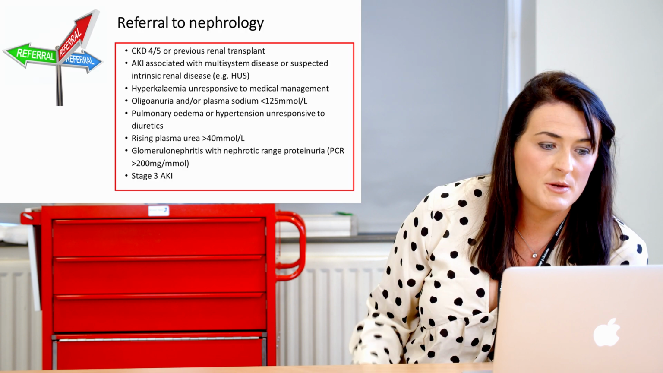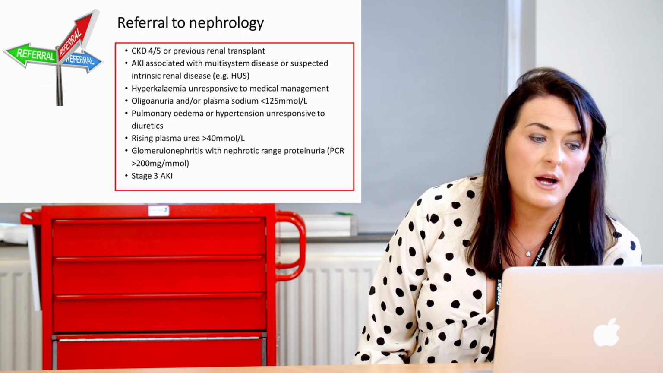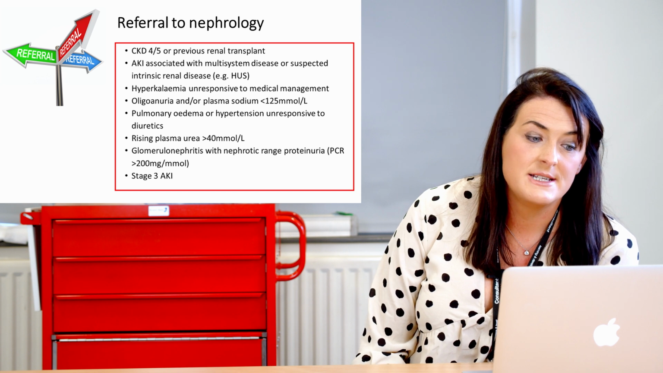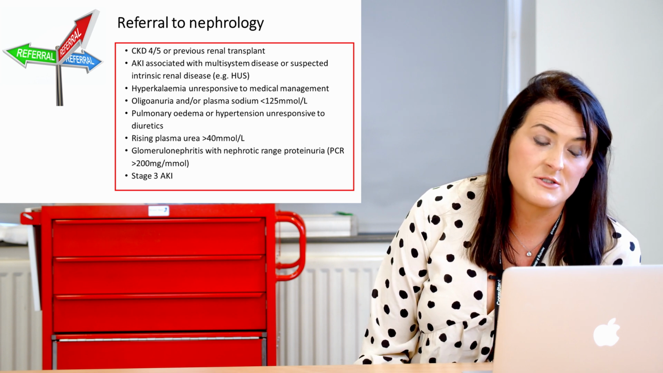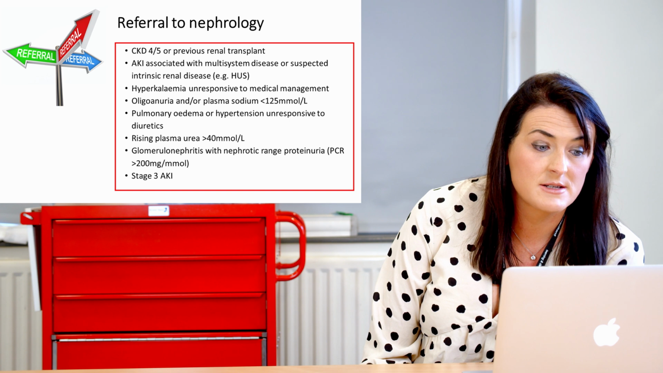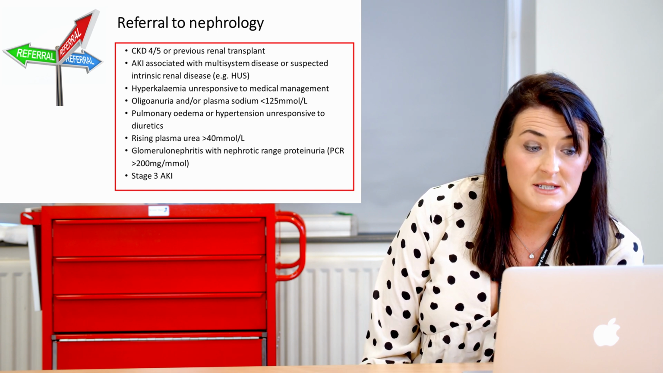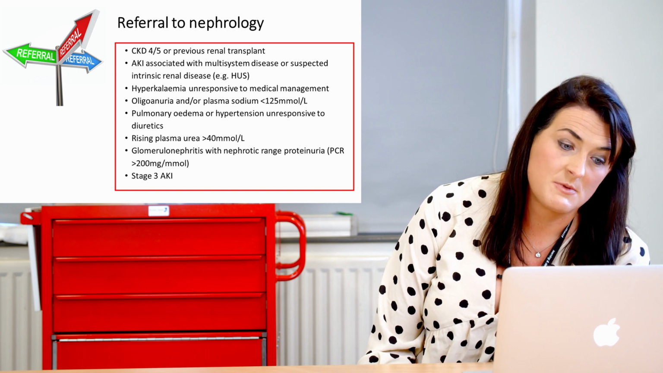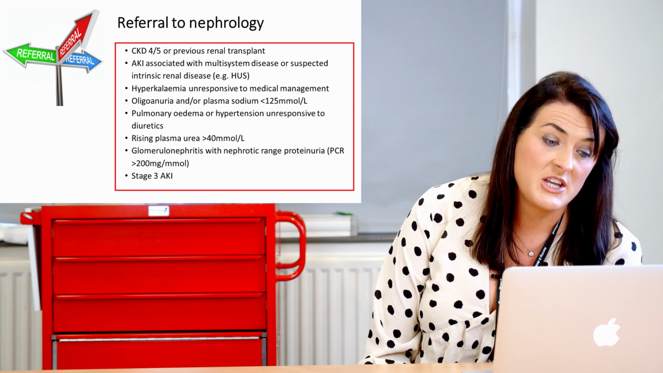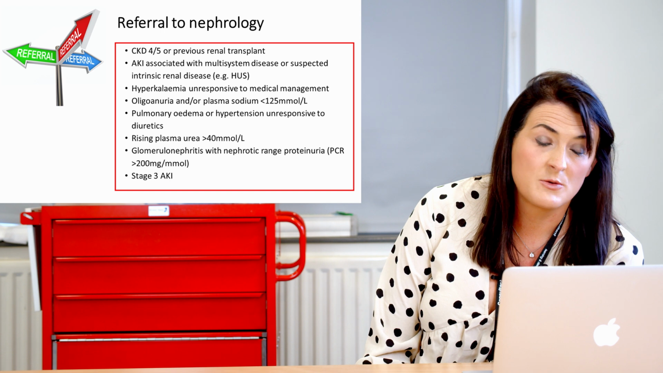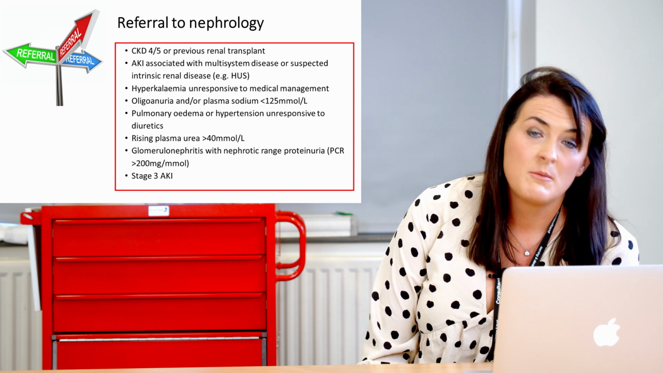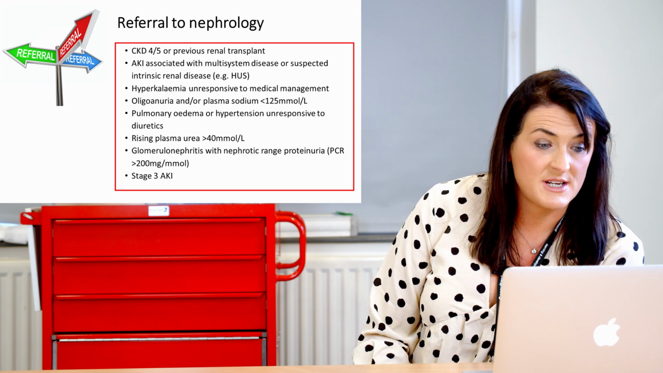When do we want to know about them from a nephrology perspective? So as I've already mentioned, CKD and previous renal transplant, they are at risk, so we do want to know about them. AKI associated with multisystem disease, if they're hyperkalemic unresponsive to medical management, if they're anuric or oligoanuric, and their plasma sodium is less than 125. Pulmonary edema or hypertension unresponsive to diuretics.